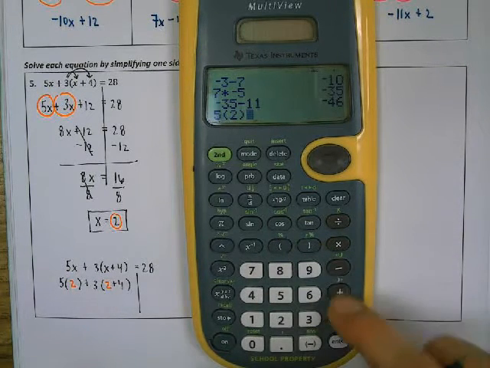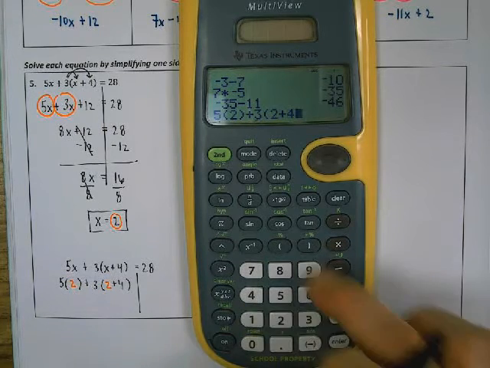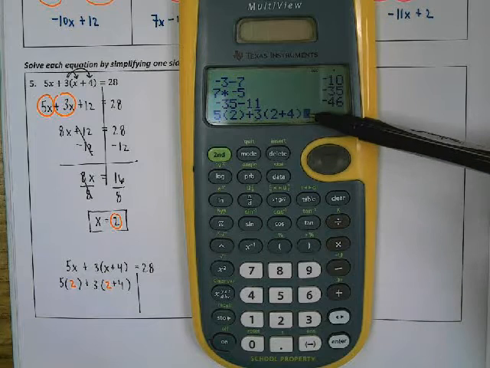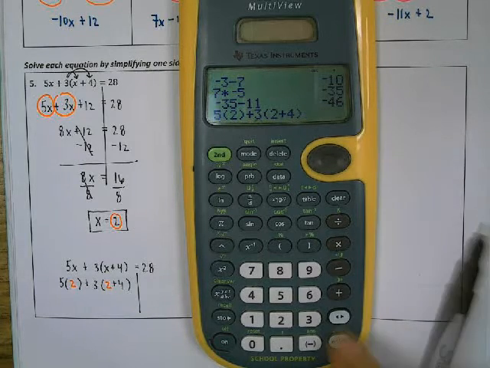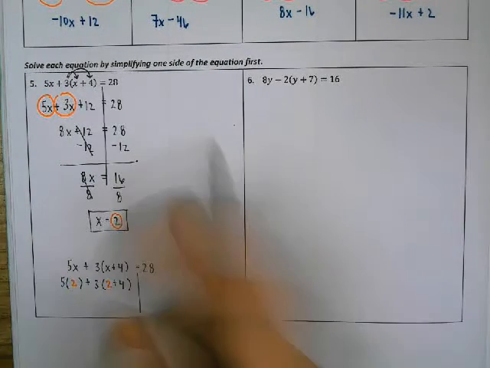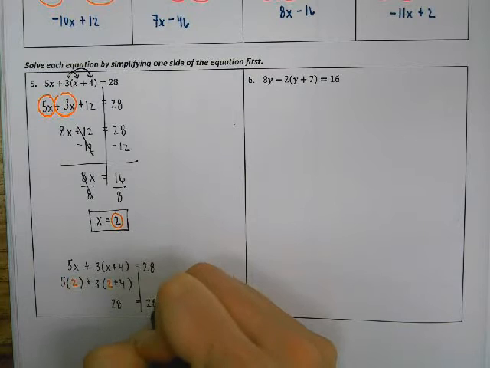So 5 times 2 plus 3 times the sum of 2 and 4. So I make sure what I have on my paper is exactly what's in my calculator. And then I check it, and I do get 28, so I know I'm 100% correct.